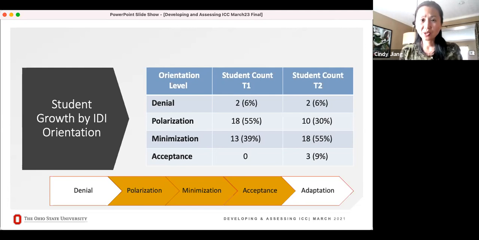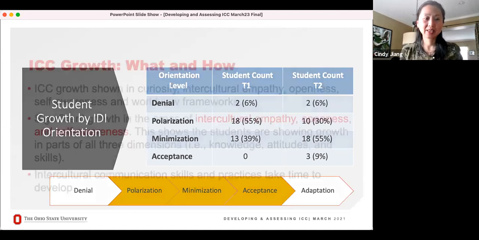And of the two students in denial, one student still gained a few points, I think about 6 points, so that student is still slowly moving along the denial orientation. And the other student in denial had a significant regression. So again, that gives you a sense of where our students are growing. All right, next slide, please.